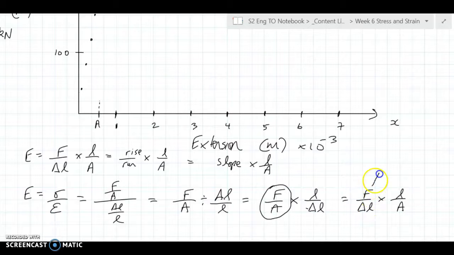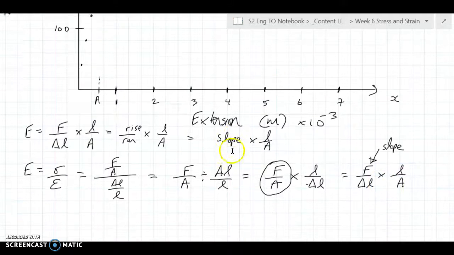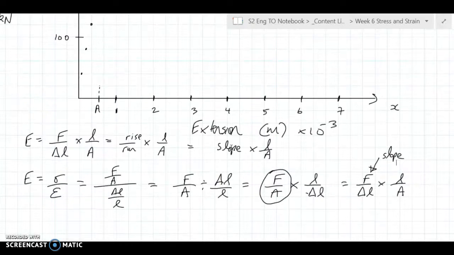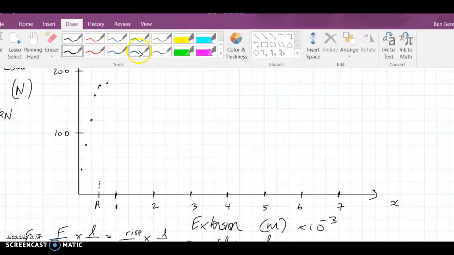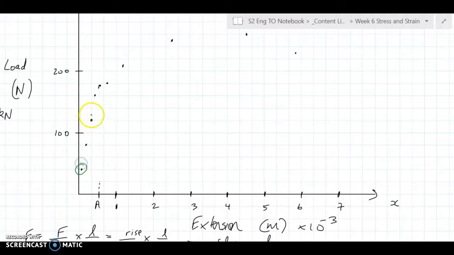So this bit here corresponds to the slope on the graph, because the rise is force, right? The force is going up and down, and the change in length, delta L, the run, is going from left to right, the horizontal axis on the graph. So this is the slope of the graph. And L here is the length of the specimen, and A is the cross-sectional area. So we need to get the slope of the graph while it's in this straight line phase, while it's obeying Hooke's law. I was messing around with it earlier, and I used the first point and the third point in order to calculate the slope.